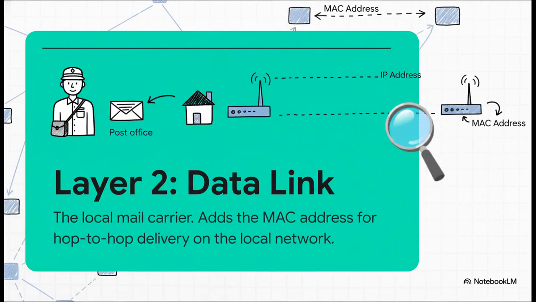And finally, for addressing, we have layer 2, the data link layer. Now listen, if the IP address is the final destination city and street, the MAC address that gets added here is just for the very next stop on the journey. It's the physical address of, say, your home router. It's like handing the letter to your local mail carrier, who only needs to get it to the neighborhood post office. That MAC address is going to change at every single hop along the way.